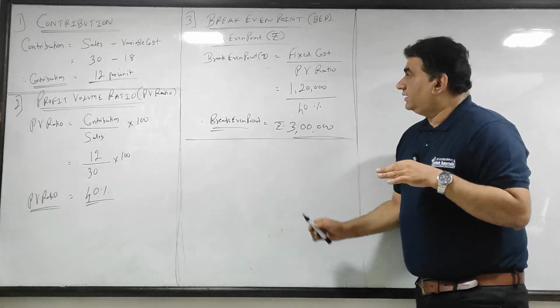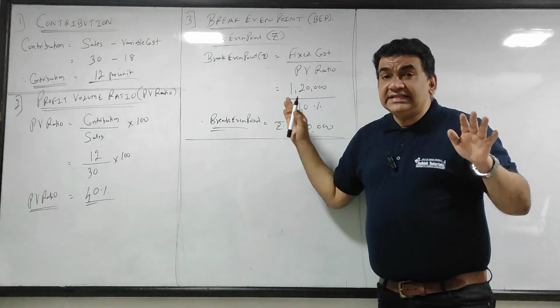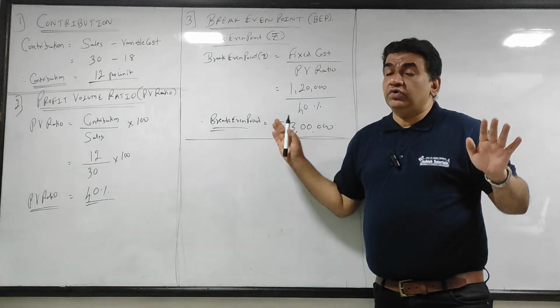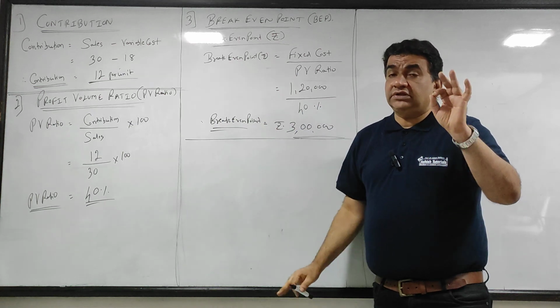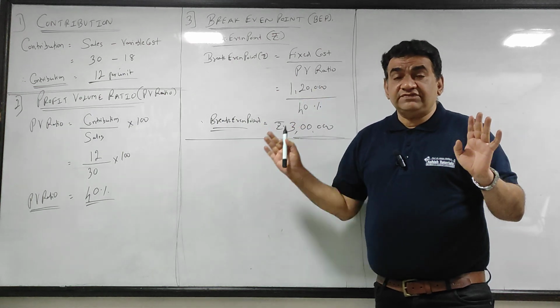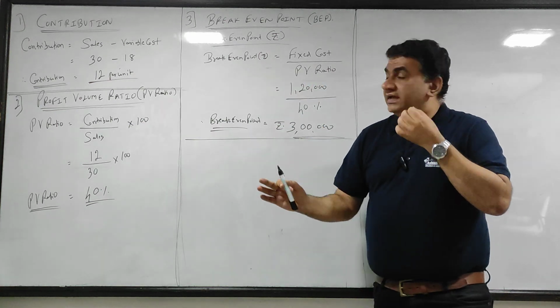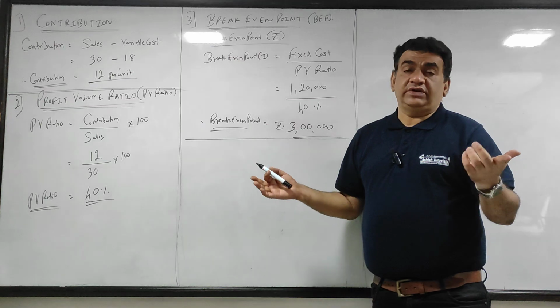I'll just repeat again. Break even point is that point where there is no profit, no loss. The amount of sales is equal to the total cost. That means fixed cost plus variable cost, which is our total cost, and your sales are the same. That is the reason for no profit, no loss.